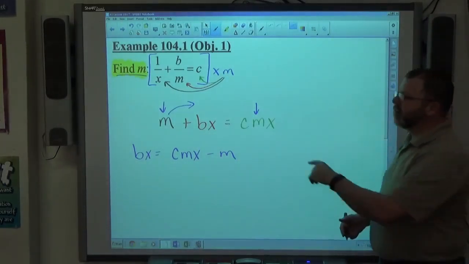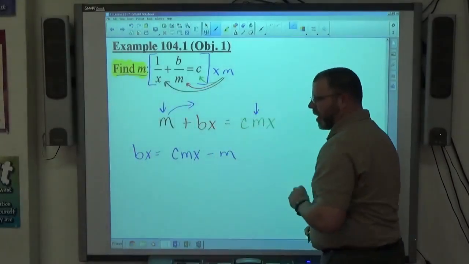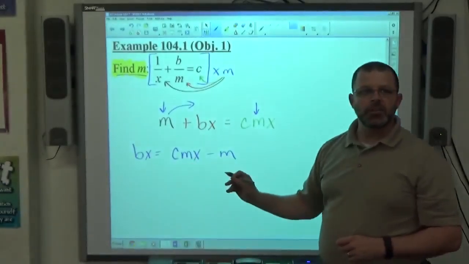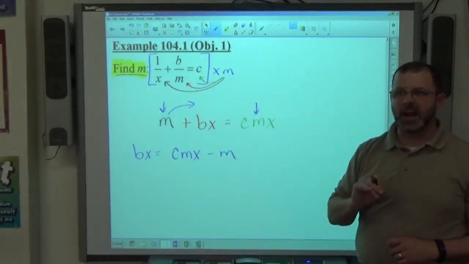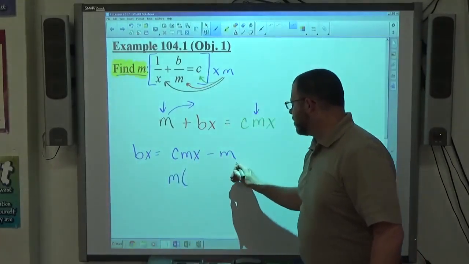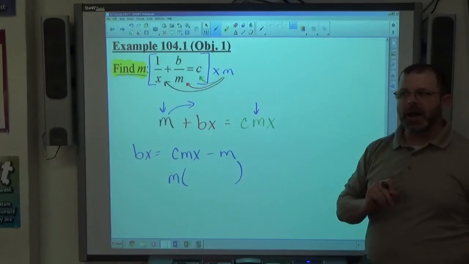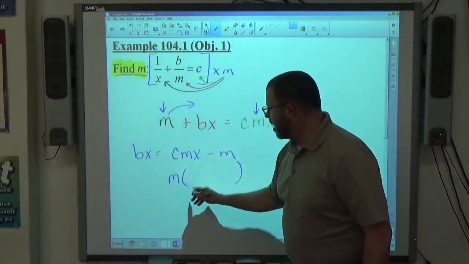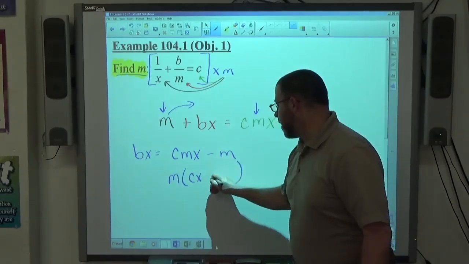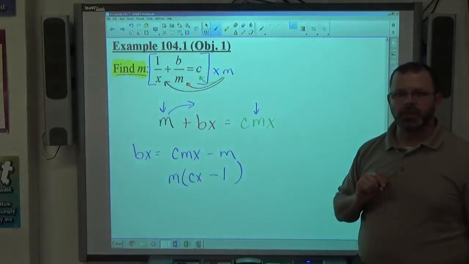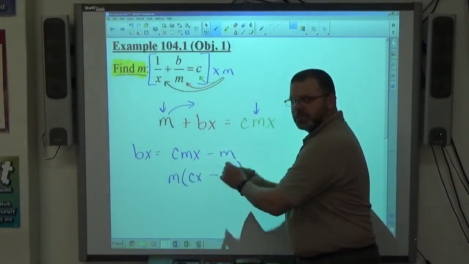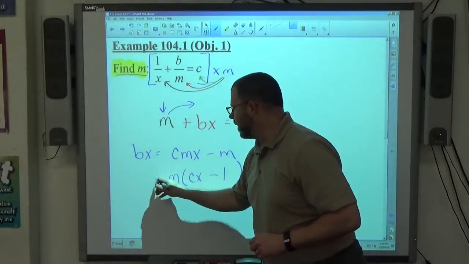Once you get the letter that you care about all put on one side, your next task is to take that letter out as a common factor. Even if there's more common factor than that, just take that out. So this has m, that's what we're looking for. If I extract m from each piece, I'm going to divide by m. Cmx divided by m is cx. Negative m divided by m is going to be minus 1. And that minus 1 is required, don't forget about that. If you have two terms up here, you have two terms in here. That still equals bx.